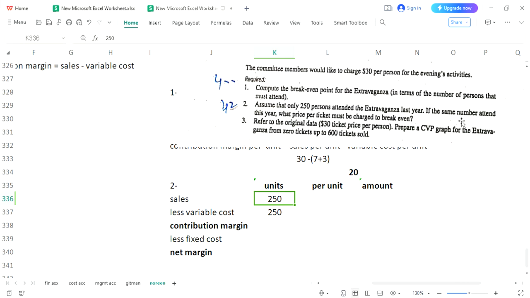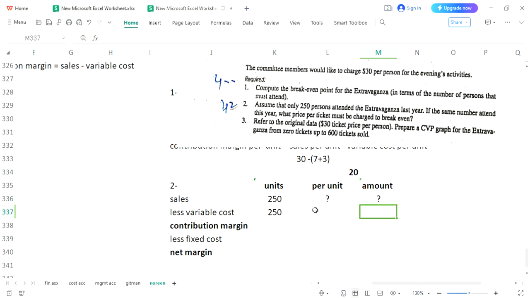What is his requirement? If the same number attend the year, what price per ticket? Per ticket means per unit. It's a question mark, so we do not have any idea. Price per ticket means how much should be the price of one ticket. Price per ticket means sale price per unit is unknown. That means we will not be able to calculate the amount of sales as well.